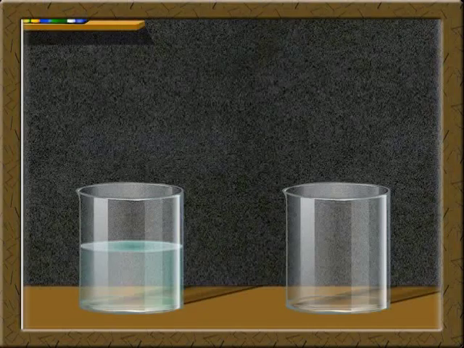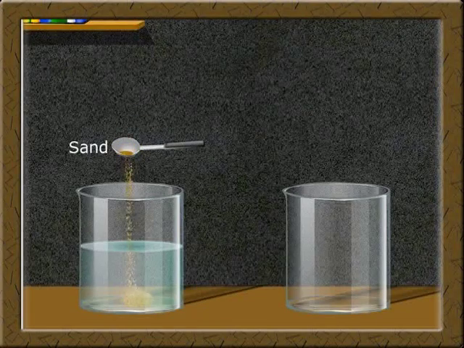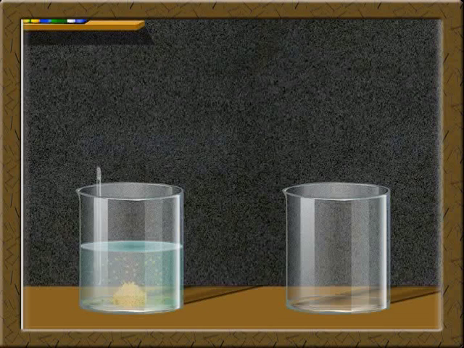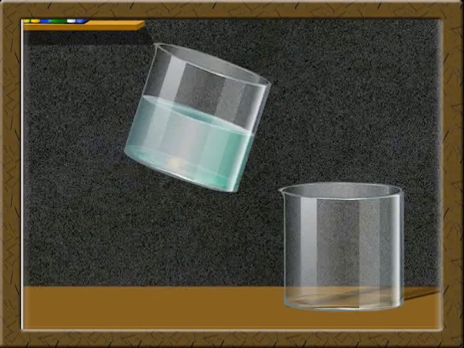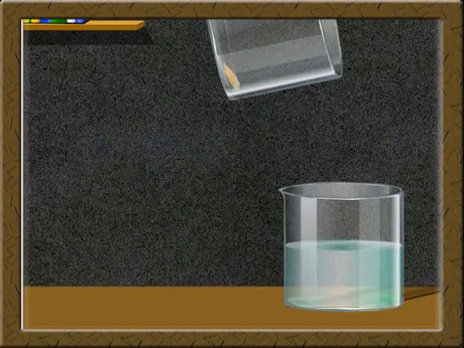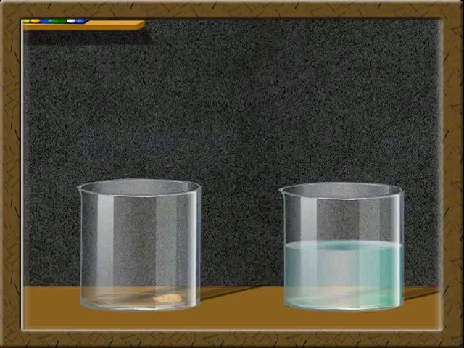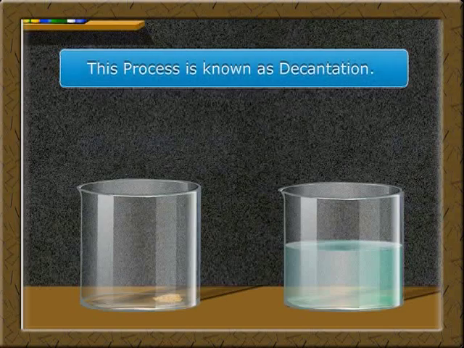Let's do the experiment. Take a glass of water and pour some sand into it and stir it. Keep the glass container at a corner without disturbing as shown in the picture. Transfer the water into another vessel without disturbing the previous glass. This process is known as decantation.